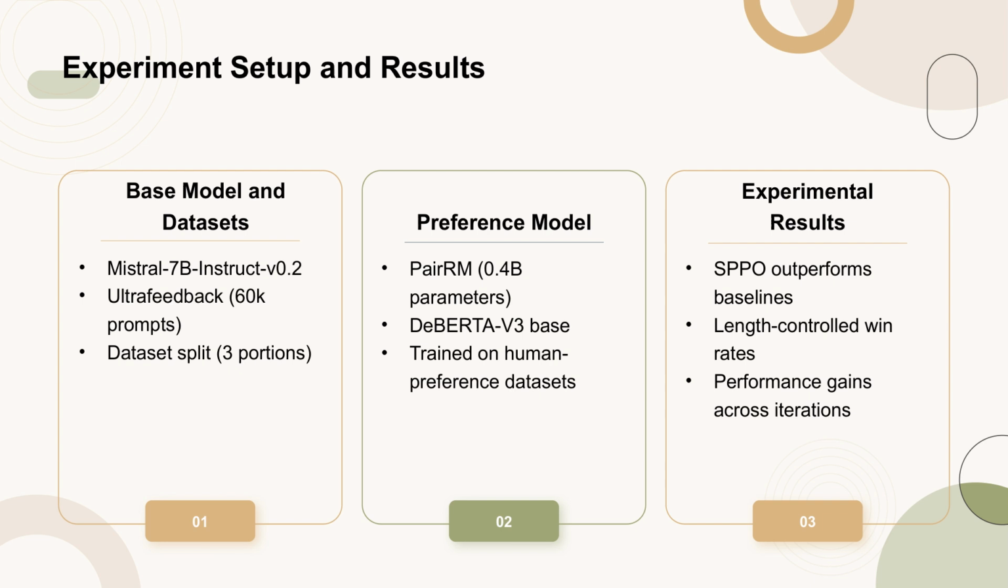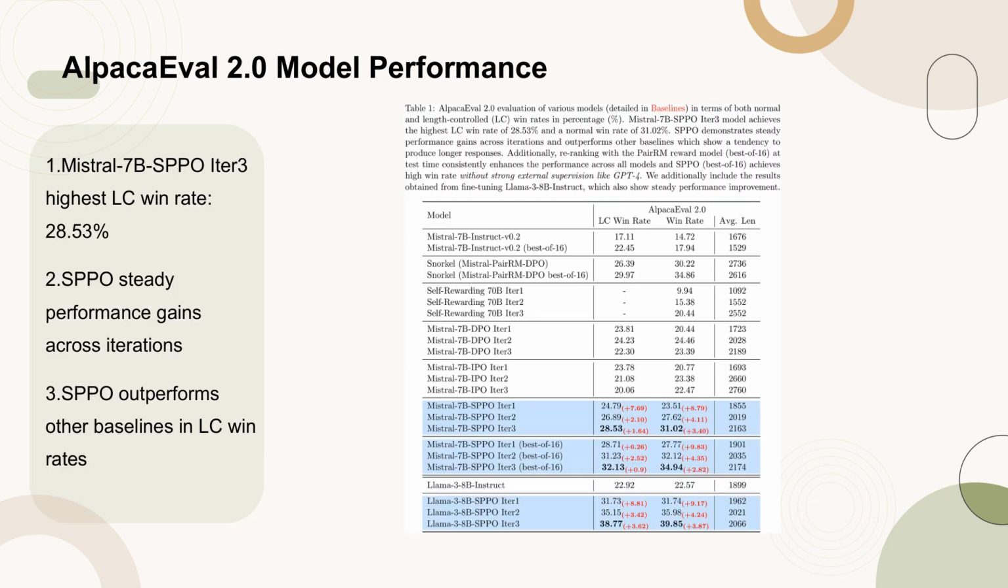Experimental results show that the SPPO method consistently outperforms other baselines, with significant improvements in length-controlled win rates across multiple iterations. Table 1 presents the evaluation results of various models on AlpacaEval 2.0, focusing on both normal and length-controlled win rates. The Mistral 7B SPPO Iter3 model stands out with the highest length-controlled win rate of 28.53% and a normal win rate of 31.02%.